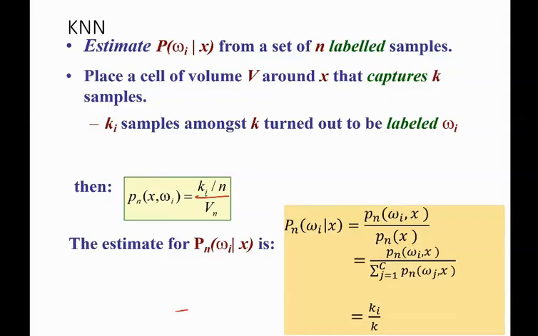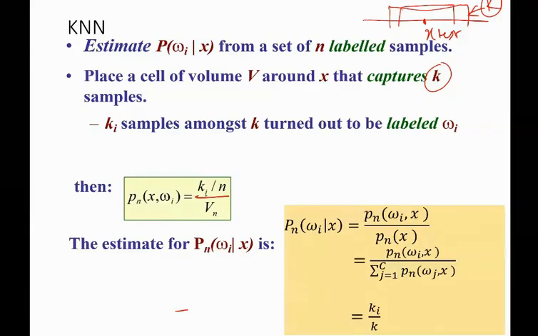Now place a cell of volume V around X that captures K samples. So that is the first step. So this is my X test. So keep the initial window, and maybe we need to expand this so that K samples from the neighborhood are captured.